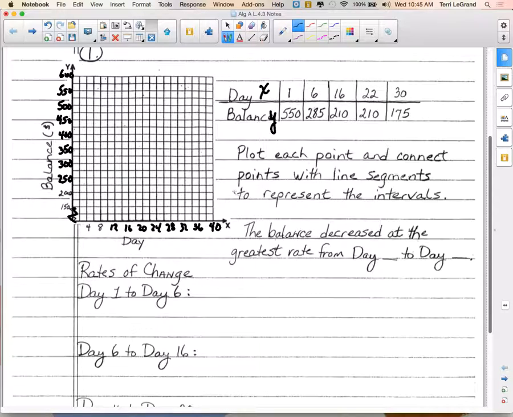So go ahead and put ordered pair (1, 550), plot that point on your graph. Where would that be? Well, the 1 would be halfway between the start and the first grid line.